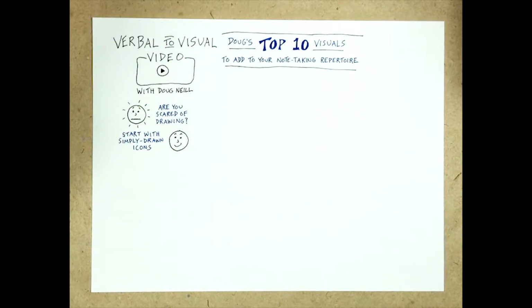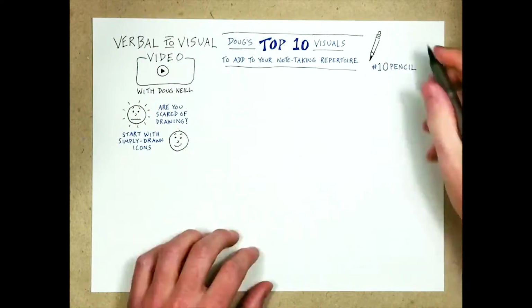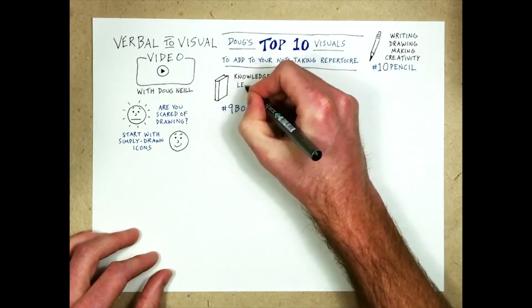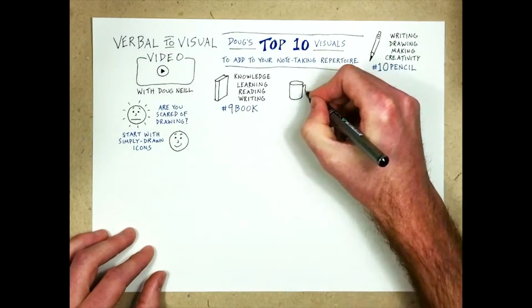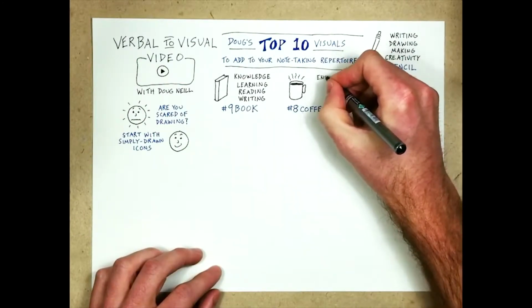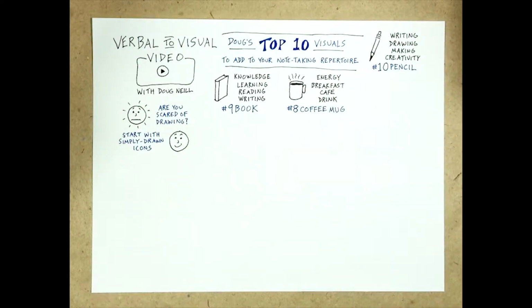Here are my top 10 most frequently used hand-sketched icons that can serve as metaphors for all sorts of things as you're taking your visual notes. A pencil to represent making things or writing or drawing or creativity or sharing ideas. A book to represent learning or knowledge. A coffee mug because I drink a lot of coffee and could represent energy, or coffee shop or cafe or breakfast or anything else that relates to coffee or drinking something out of a mug.